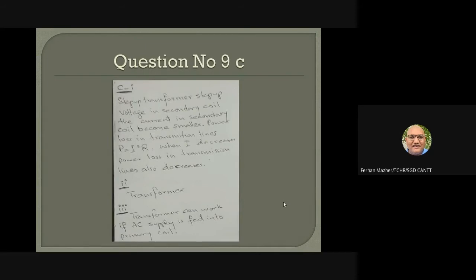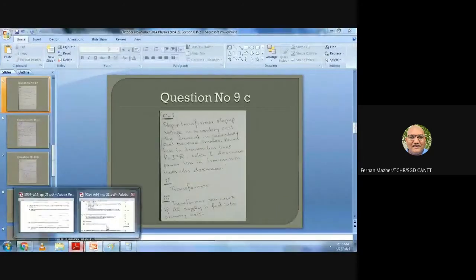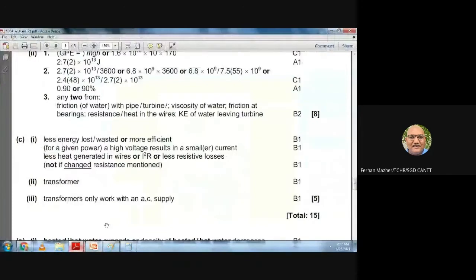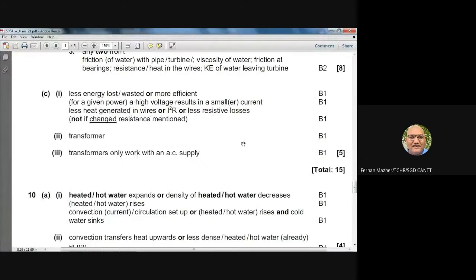So let's check this with the marking scheme. It's a 3-mark question. One mark is for saying that less energy is lost or wasted, or that it is more efficient. For a given power, a high voltage results in a smaller current; when you increase the voltage, the current decreases. One mark is for this. And less heat is generated in the wires, or I squared R, or less resistive losses, not if the resistance is mentioned as changed.